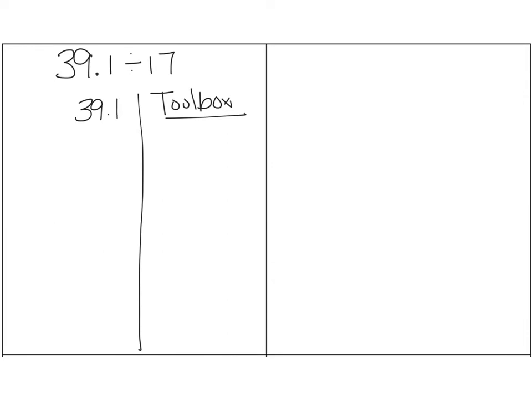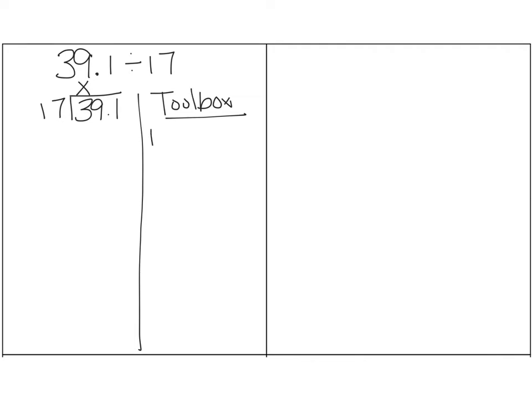39 and 1/10 divided by 17. So the first thing we're going to do is make our toolbox. And then we're actually going to write it so it looks like long division. So the first thing I need to think about is 3 divided by 17. 3 is too small, 17 is too big, so I need to put an X. So now I need to think 39 divided by 17.